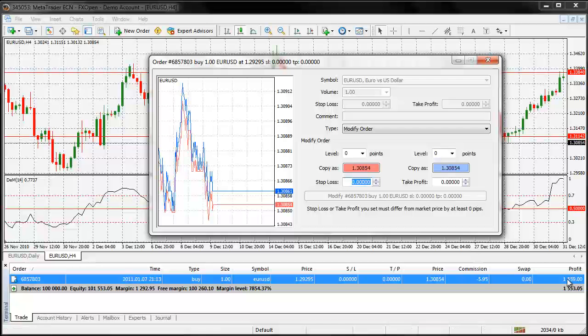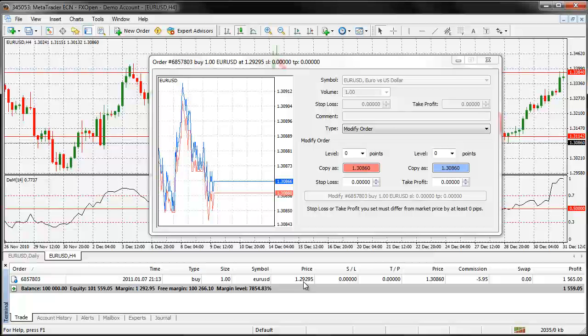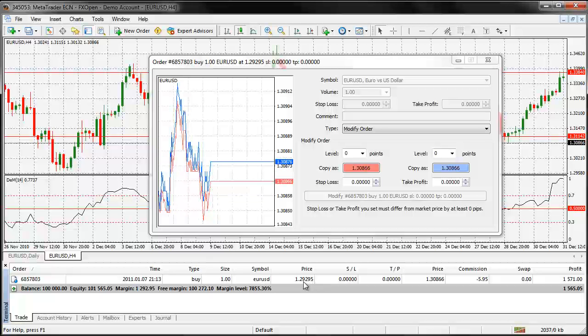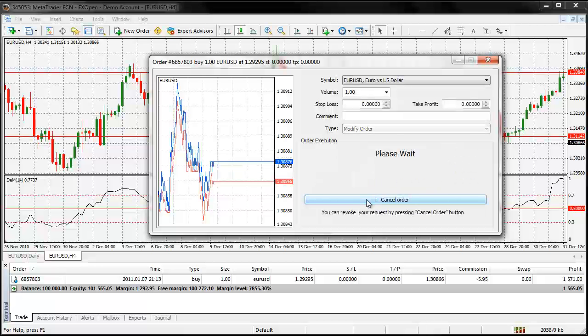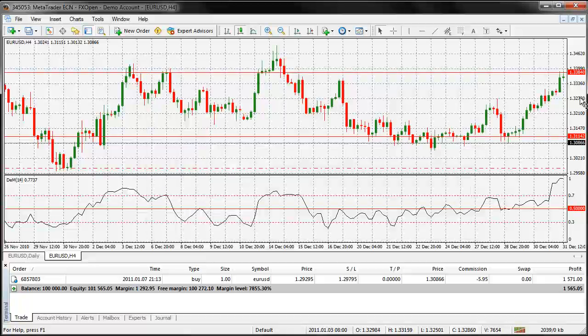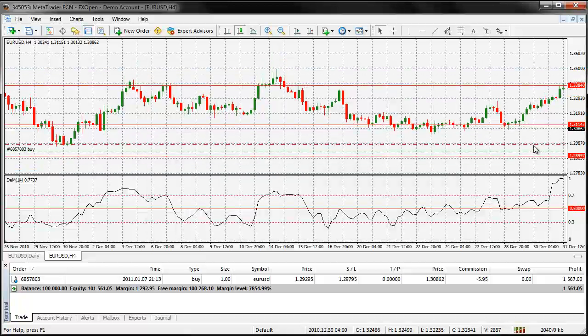And now if I want to book in 50 pips, then I can calculate 50 pips from this bottom price, or I can just add 500 to that figure. So this 2 will then turn into a 7, and that will be where my stop loss would be. 1.29795 would be my stop loss area. Click on modify, and you can now see that my trade is booked in, and it's booked in 50 pips. And this is where I've got it in.